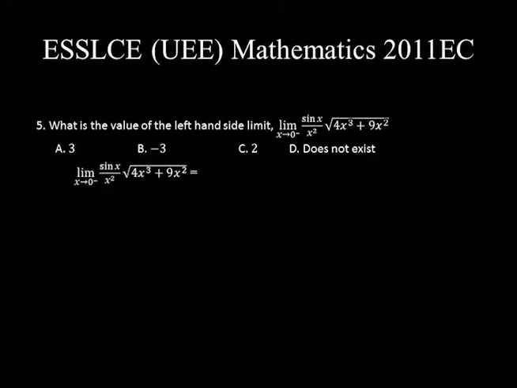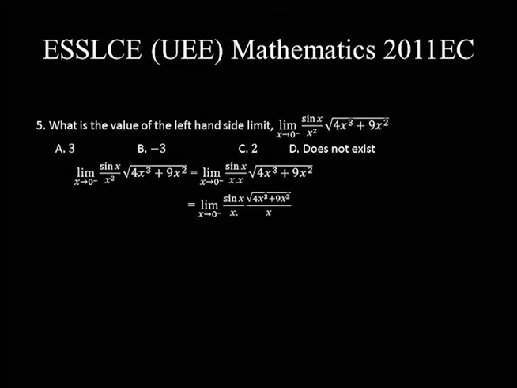The limit of sin x over x squared times the square root of 4x cubed plus 9x squared as x approaches 0 from the left can be rewritten as the limit of sin x over x squared, which means sin x over x times the square root of 4x cubed plus 9x squared divided by x, as x approaches 0 from the left, because multiplication is commutative.